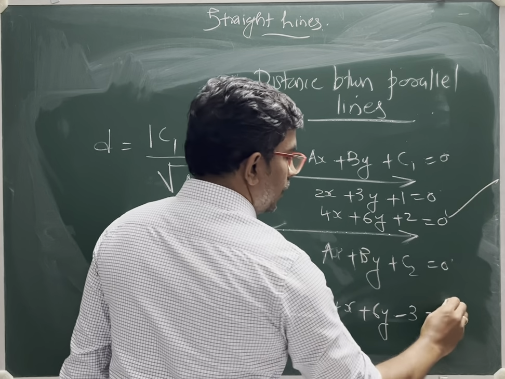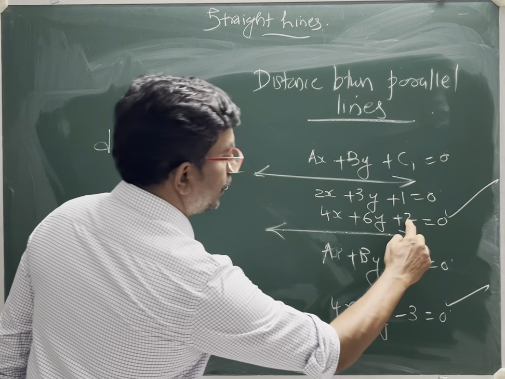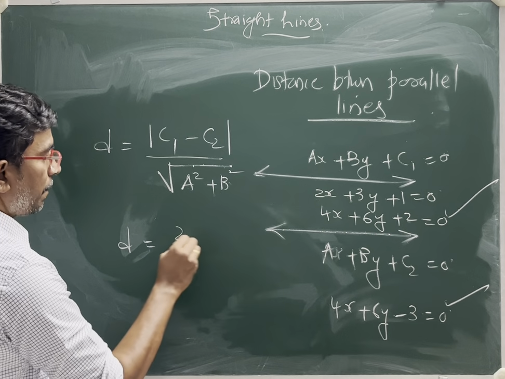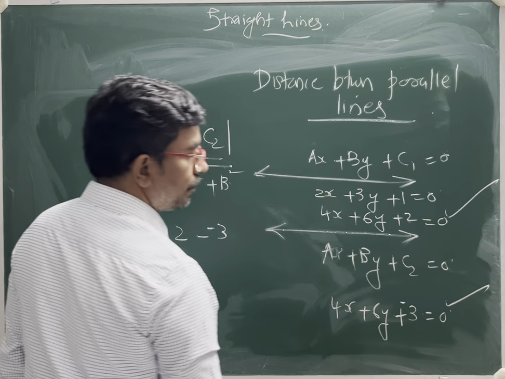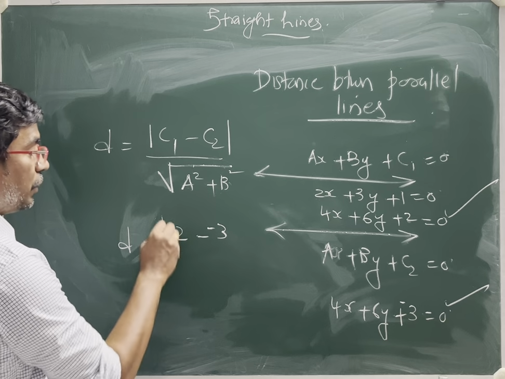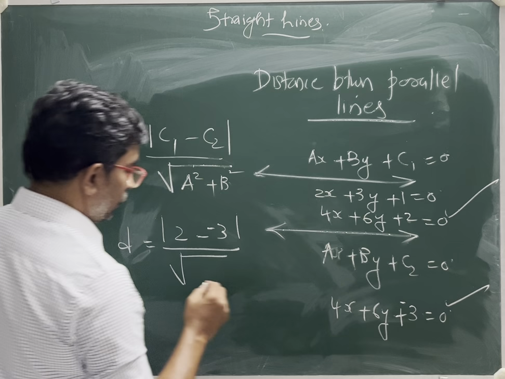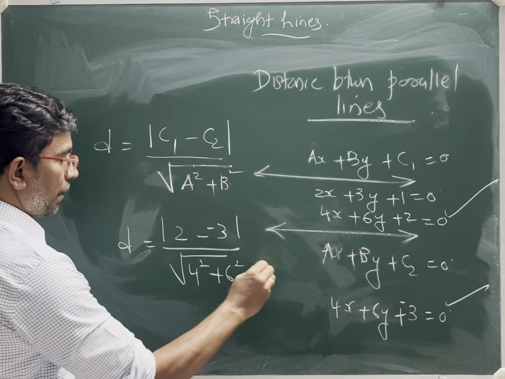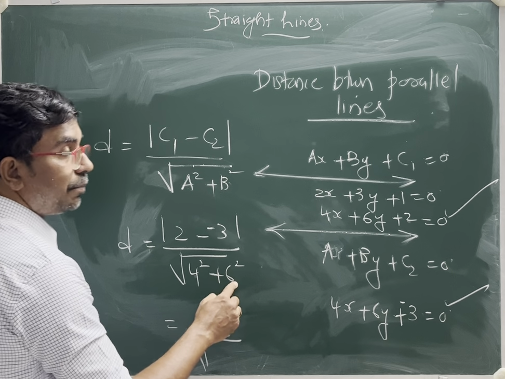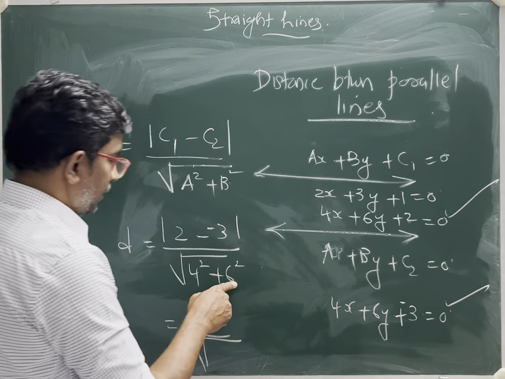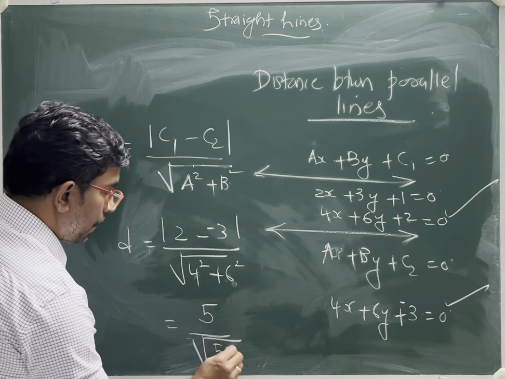Now I will choose these two equations. Then I will write distance is equal to modulus of c1 minus c2. What is 2 minus minus 3? This you have to consider as 2 plus 3. Divided by root of a square plus b square, a is now this equal one, 4 square plus 6 square. So this will become 5 divided by root of 16 plus 36. Right. That is what? 16 plus 36. It will be 52.